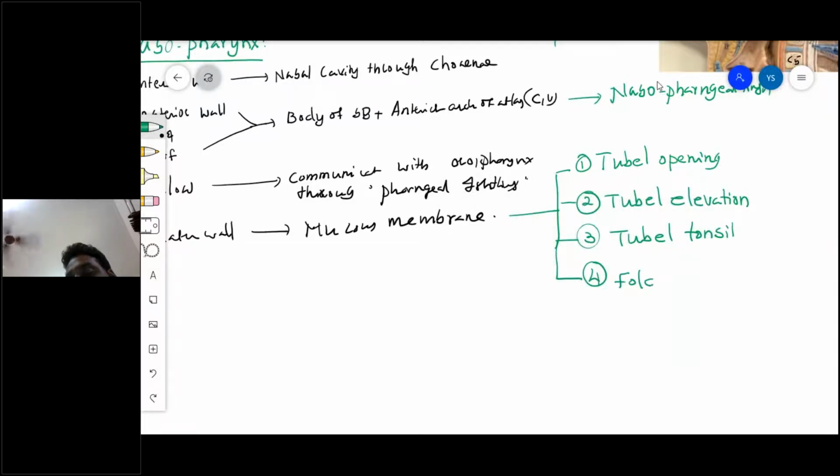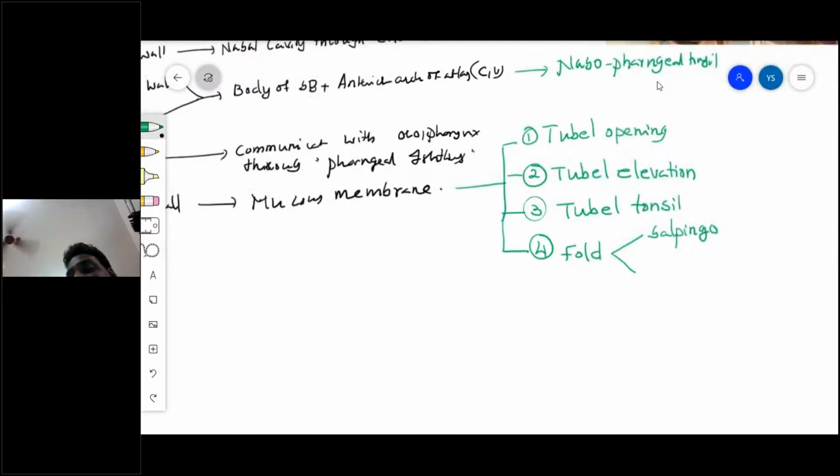Name the folds extending from the tubal elevation. Any one of you? Name the folds extending from the tubal elevation. Two are there. Try to name them. Salpingopalatine, salpingopharyngeal.